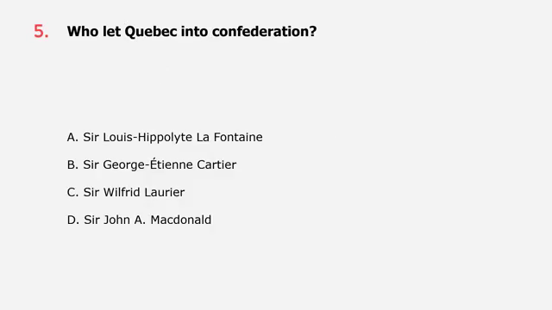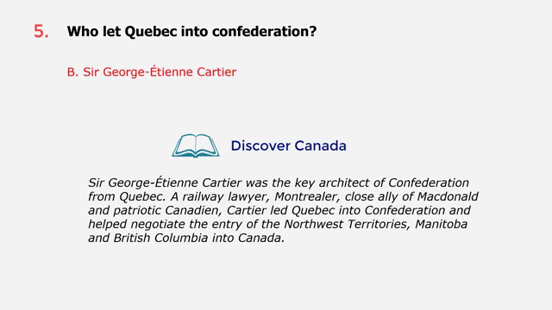Question 5. Who let Quebec into Confederation? A. Sir Louis-Hippolyte Lafontaine. B. Sir Georges-Étienne Cartier. C. Sir Wilfrid Laurier. D. Sir John A. Macdonald. The answer is B. Sir Georges-Étienne Cartier.